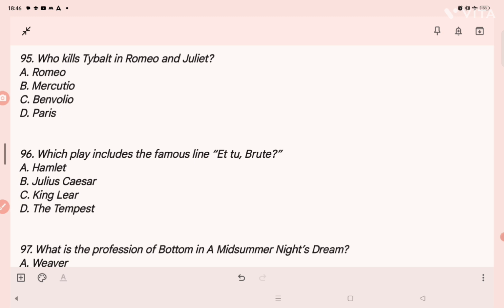Who kills Tybalt in Romeo and Juliet? Option A, Romeo. Romeo kills Tybalt in Romeo and Juliet during a confrontation, Act 3, Scene 1. Which play includes the famous line "Et tu, Brute"? Option B, Julius Caesar. "Et tu, Brute" is spoken by Julius Caesar as he is stabbed by his friend Brutus.